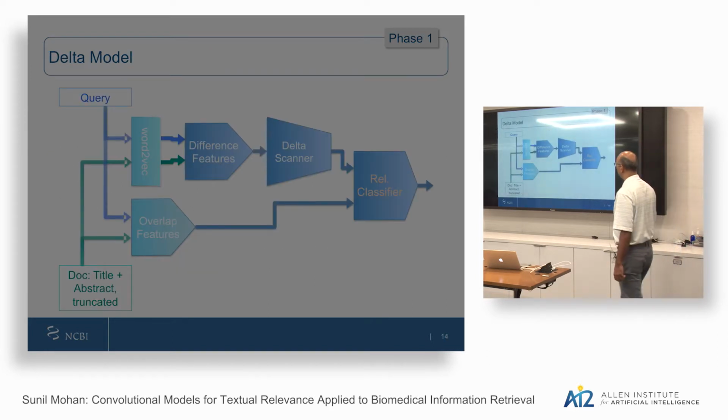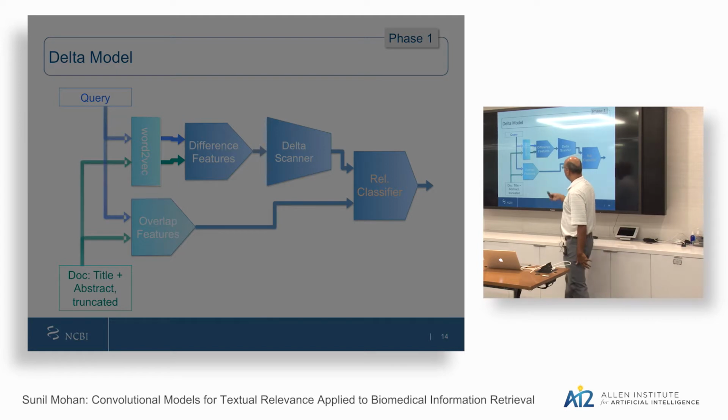So this is what the delta model looks like. The query and document word vector sequences are fed into a module that computes a difference, and I'll describe what that is. And then it's fed into a scanner, again similar to the previous model. And then the output of the scanner and the lexical features are fed into a classification stage.